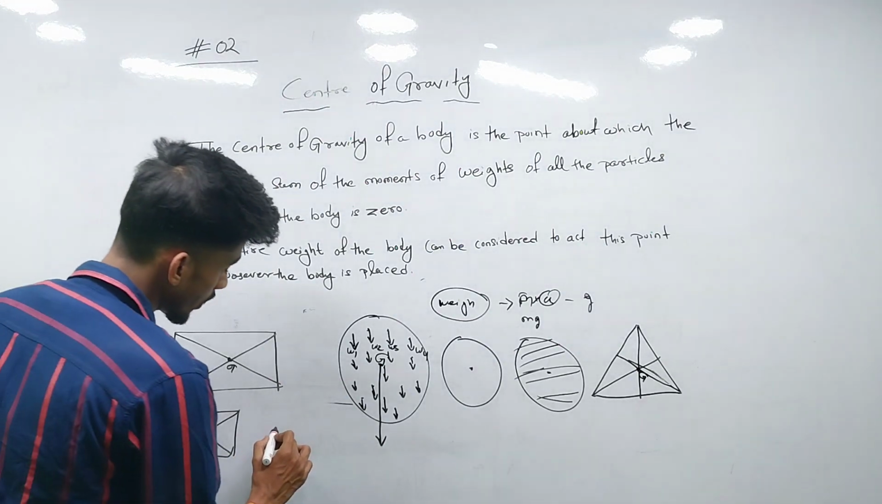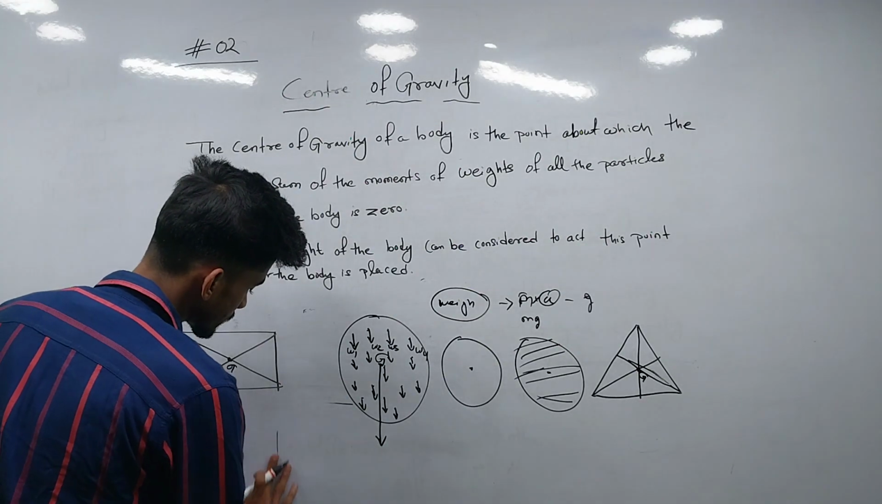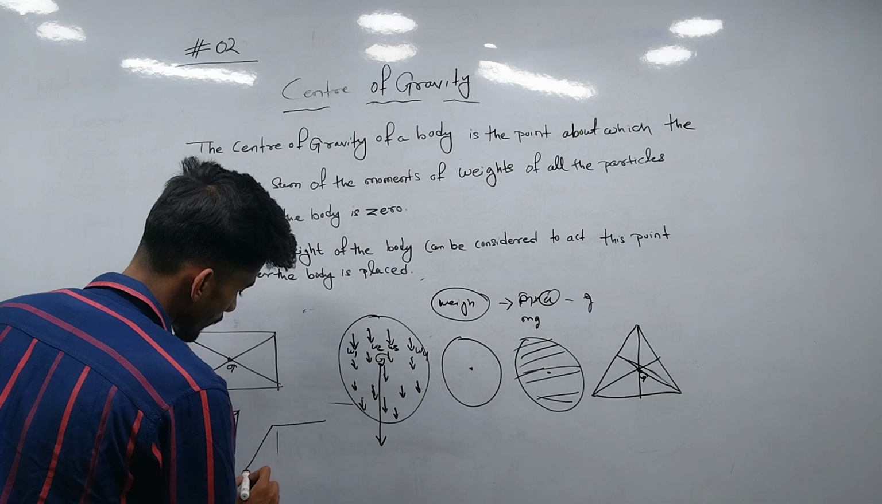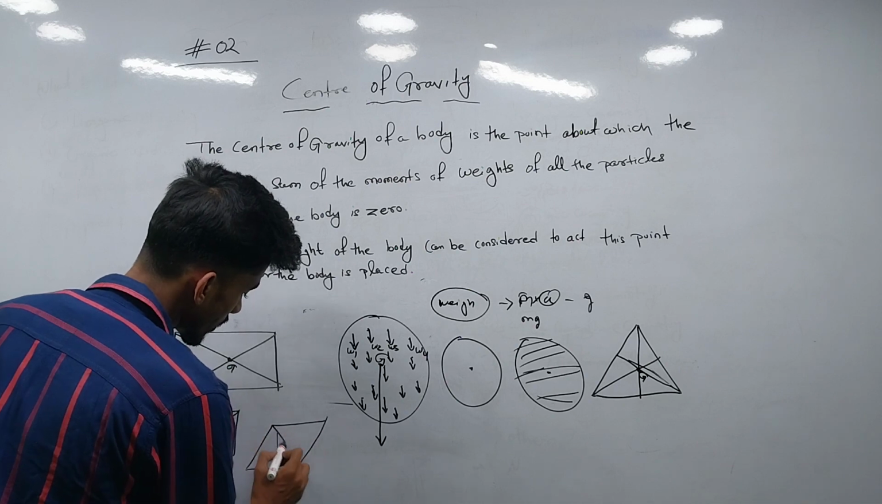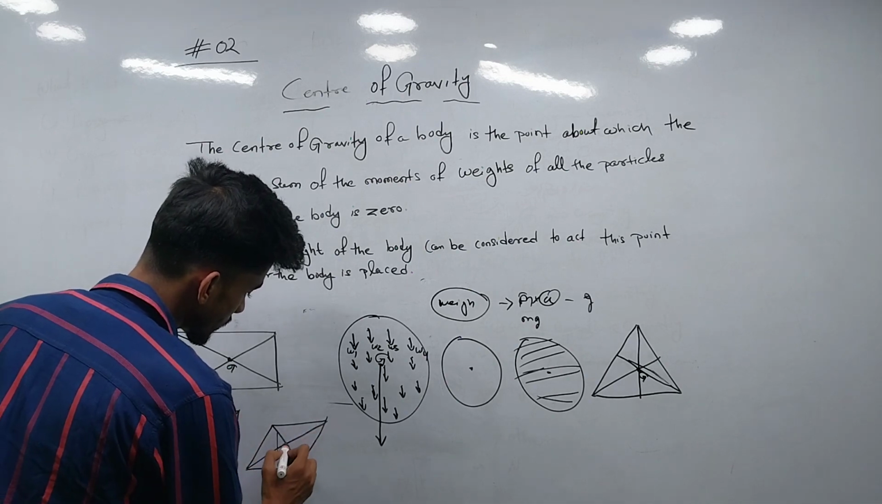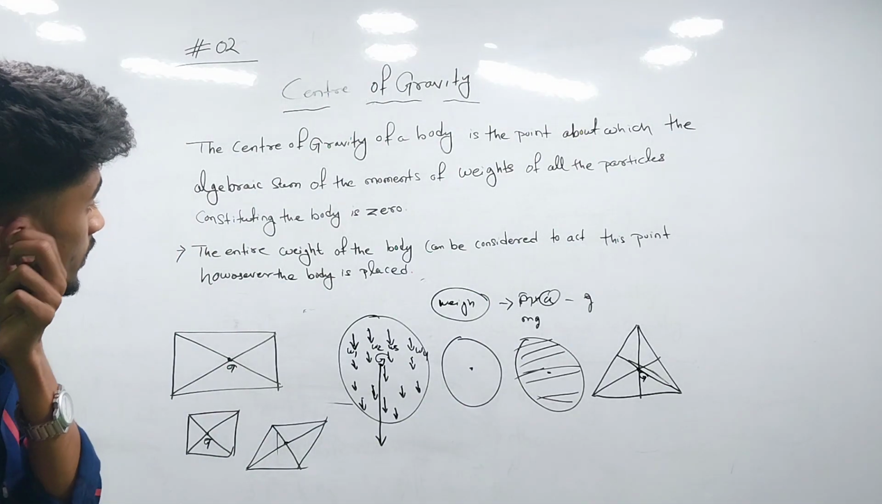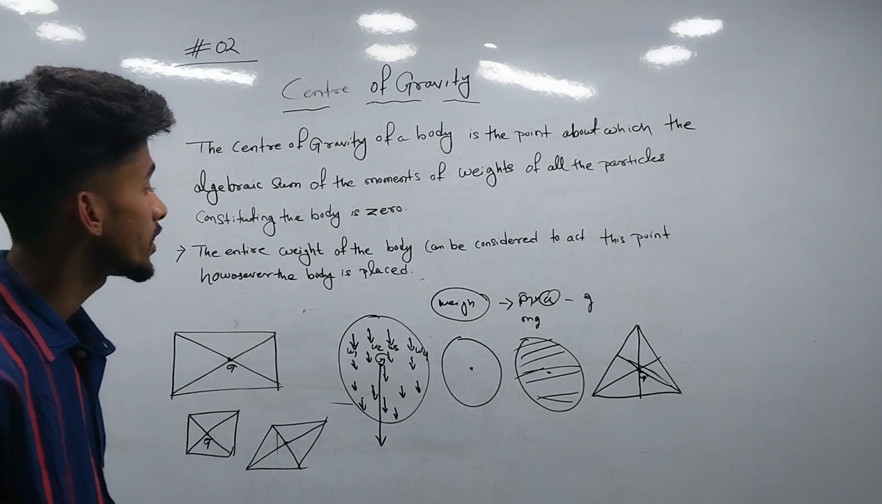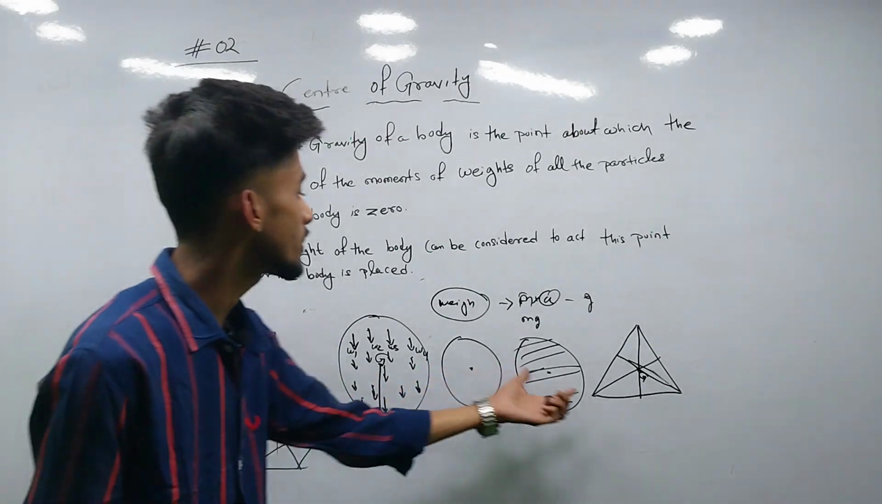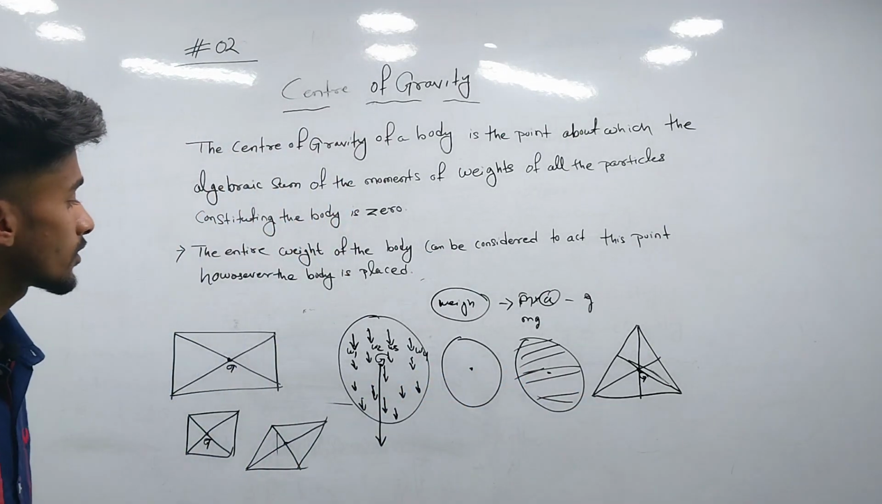Okay, if we draw a parallelogram, then this will be the center of gravity. So every object has a different center of gravity. So this is about the center of gravity. These are all the regular surfaces.